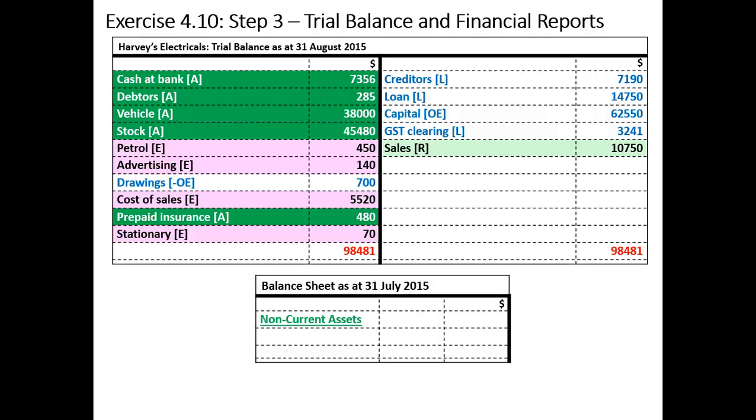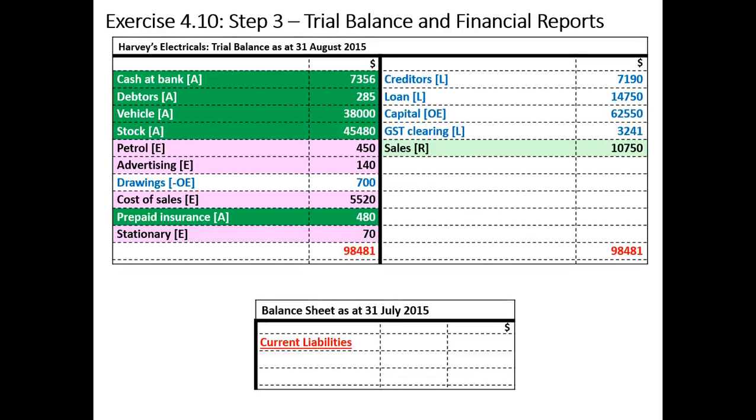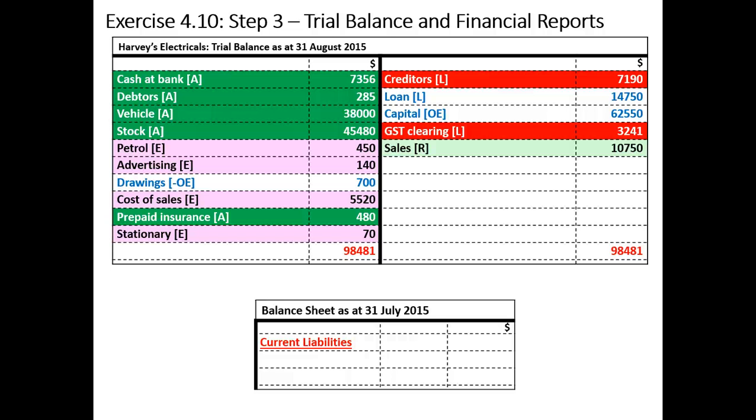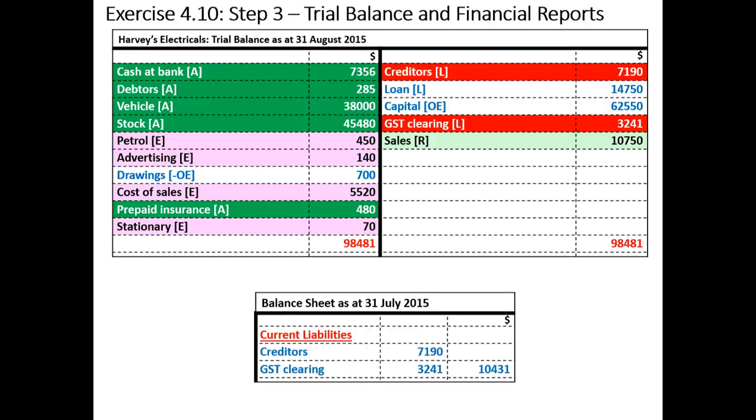And remember, we're just trying to tick off all the items in the trial balance. They have to go on either the income statement or the balance sheet. They can't not go in. So we're slowly ticking off all our items here and have our non-current asset as vehicle. That'll move us on to current liabilities. So liabilities have credit balances. So in this case we've got creditors and GST. So we'll put those in.